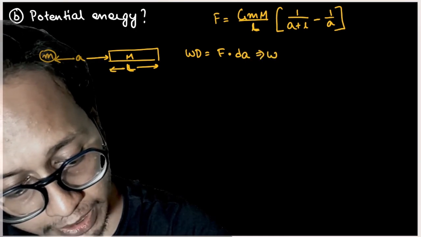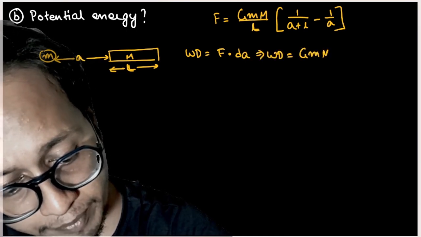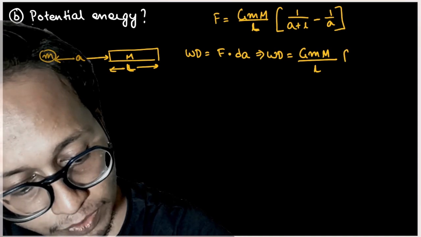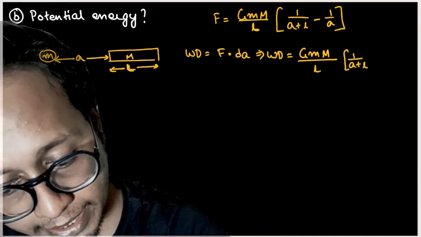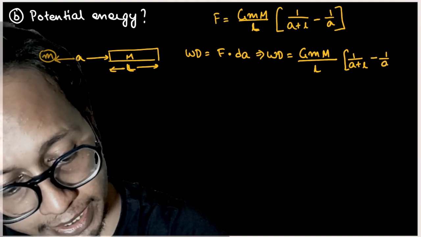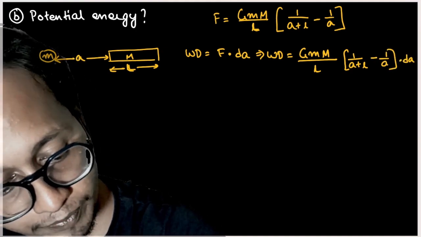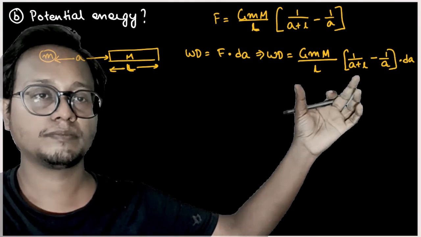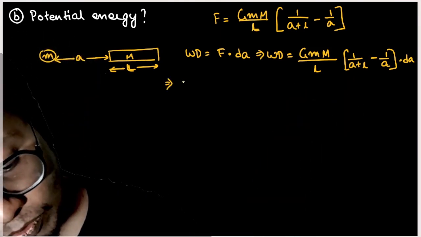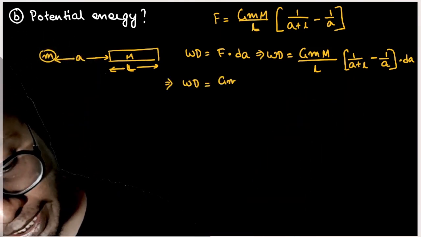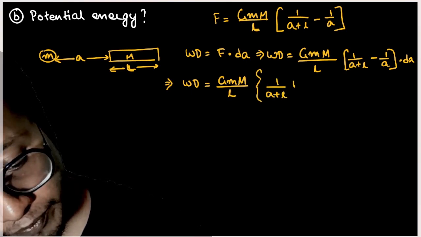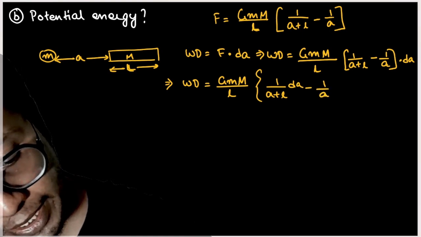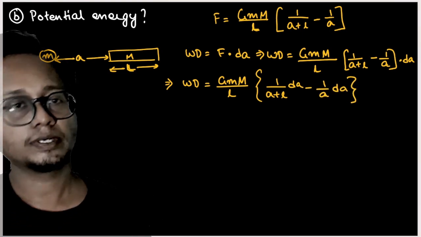dA. So work done is equal to G small m capital M by L into 1 by A plus L minus 1 by A, into dA. Now when I break these two terms, this can be written as work done is equal to G m M by L into 1 by (A plus L) dA minus 1 by A dA, isn't it?